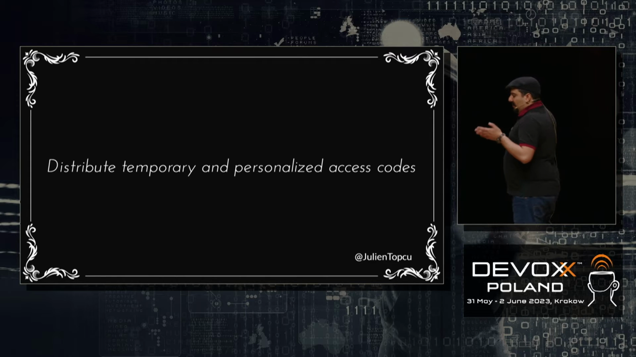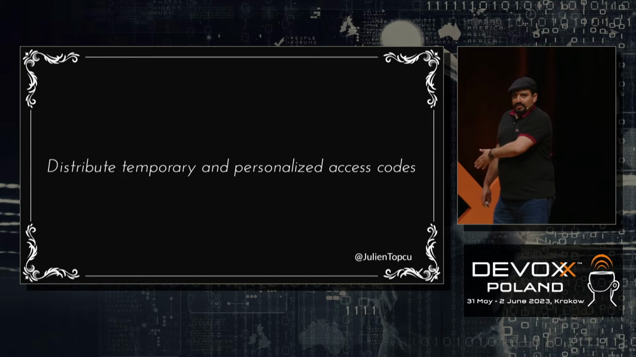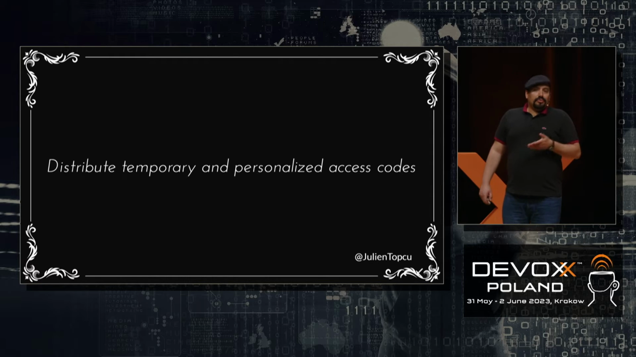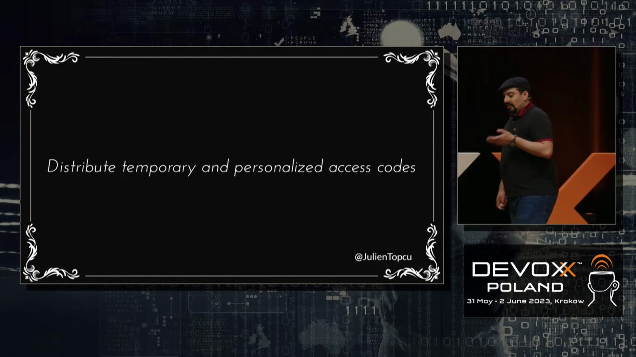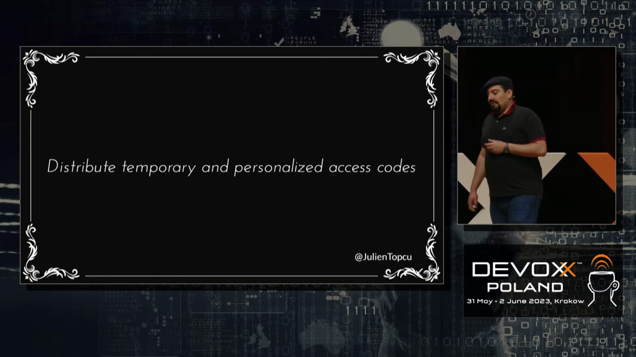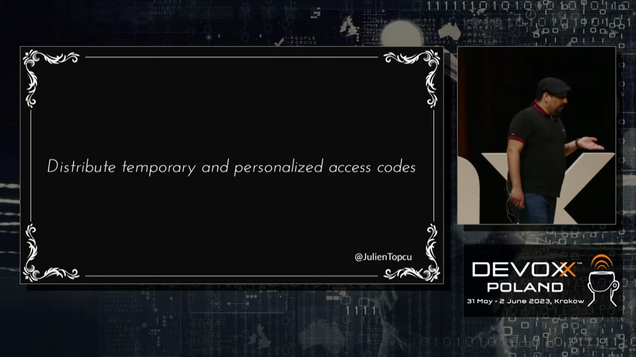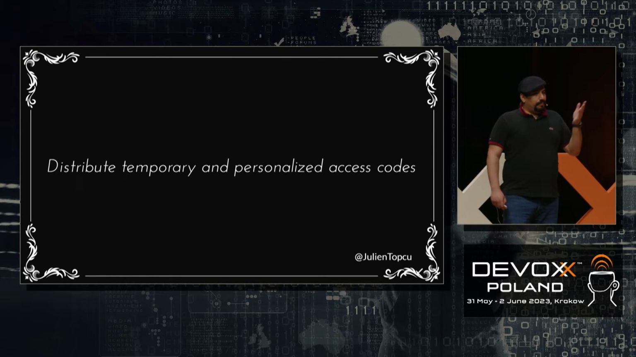Personalized means that each guest will have their own code, so it will be easier to revoke someone without any impact on the others. And temporary because we don't want that code to still be usable after the end of the guest's reservation, right? To avoid the squatter problem. So we were wondering what can be both temporary and personalized.